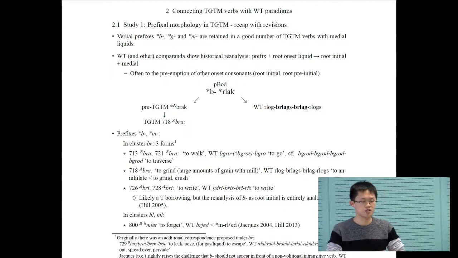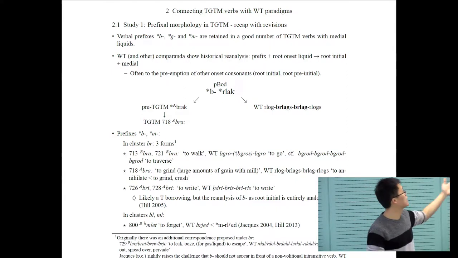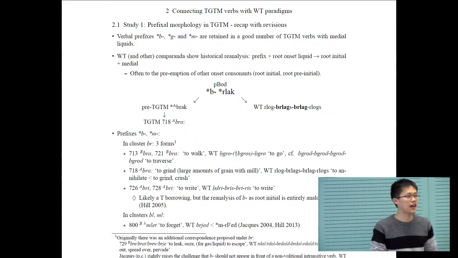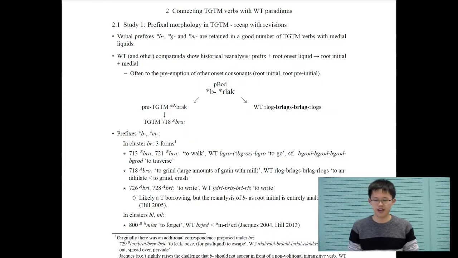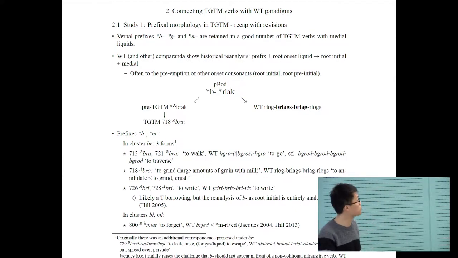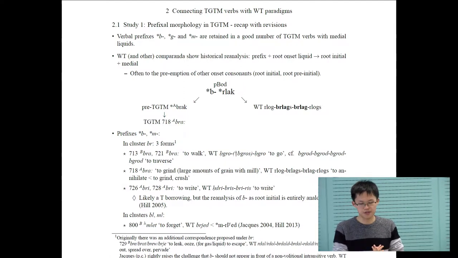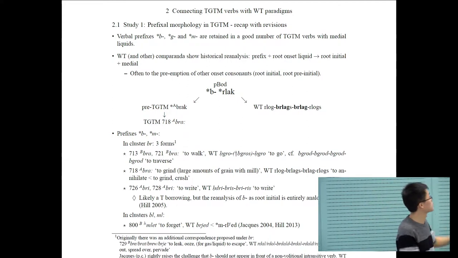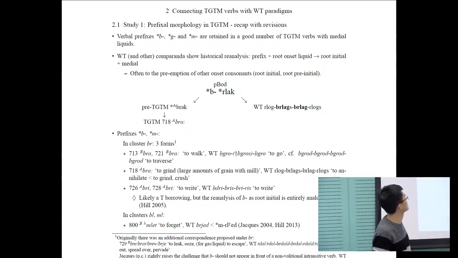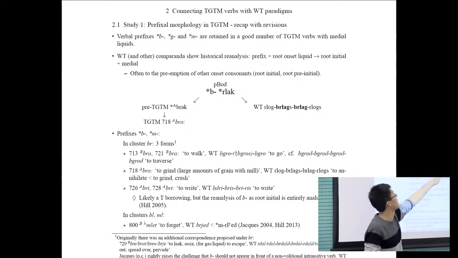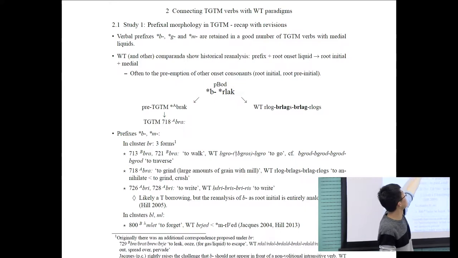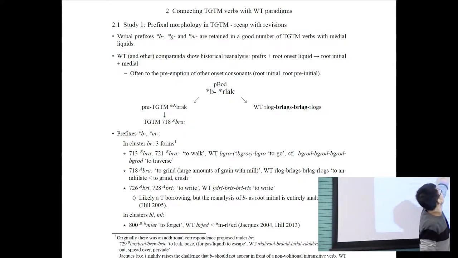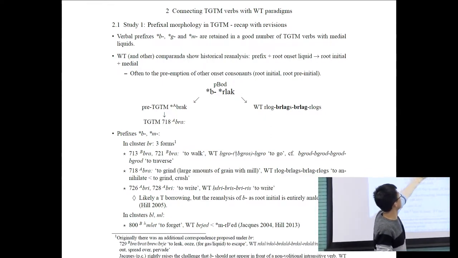Written Tibetan and other comparanda show a historical reanalysis where you start off with a prefix and a root which has liquids on the onset, often as pre-initials, and they are reanalyzed respectively as the root initial and the root medial, and sometimes this process preempts other onset consonants, and sometimes even the major onset syllable. So a caricaturizing example would be when you have b plus rlak in Proto-Bodish. In TTTM, you get br reanalyzed as the onset and the medial, preempting the L. And then you get bra in reconstructed proto-TTTM.